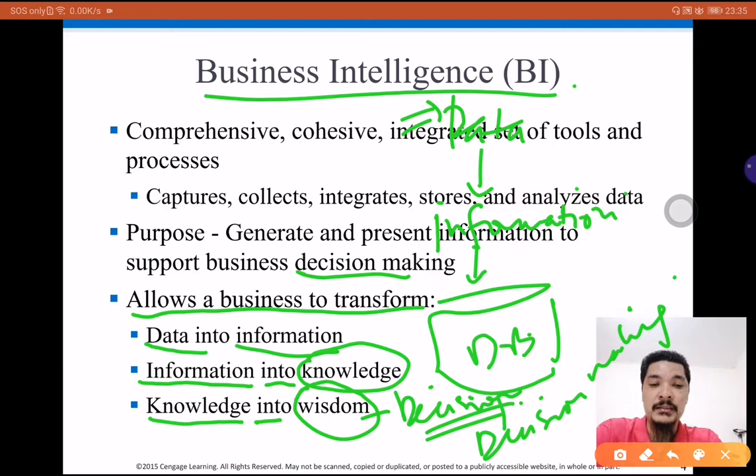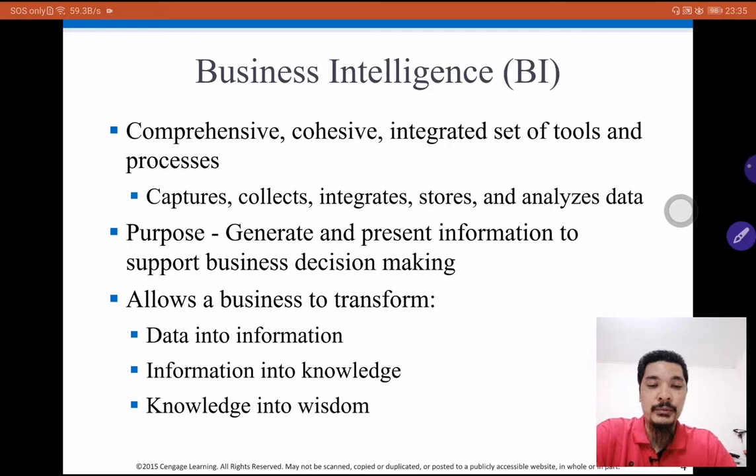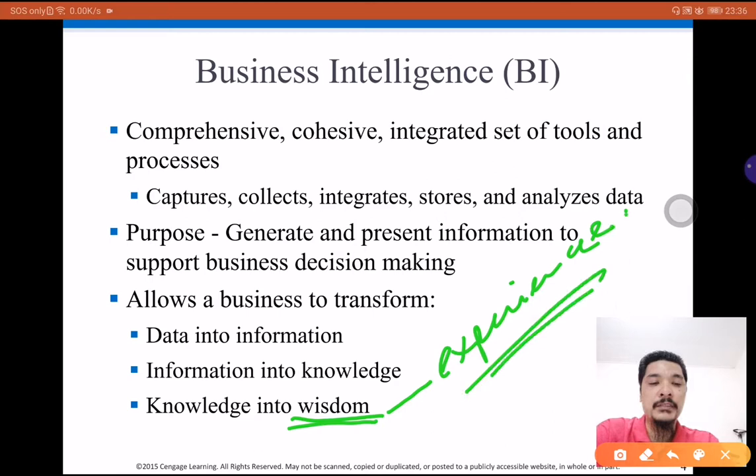If you Google wisdom, what is wisdom? One of the definitions is experience. So at the end of the day, we have experience. For example, before this PKP, and then we know based on the PKP, PKPB and so on. This is based on, number one, of course, the data, information, knowledge, and at the end of the day, we have an experience.